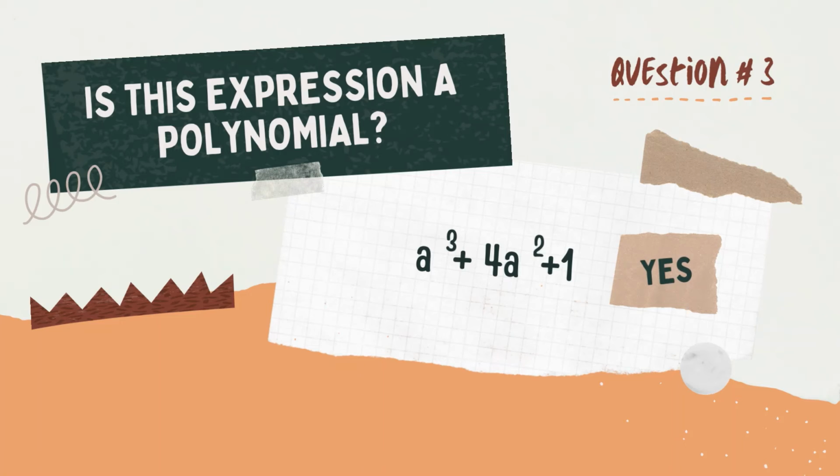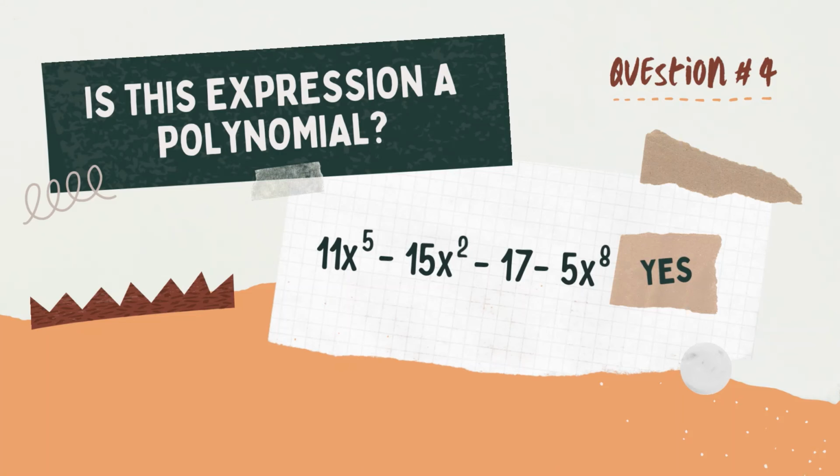How about this one? The a raised to 3 plus 4a squared plus 1. Clearly, it's a yes. Because each of the term here is a monomial. Therefore, this whole term or whole expression is also a polynomial.